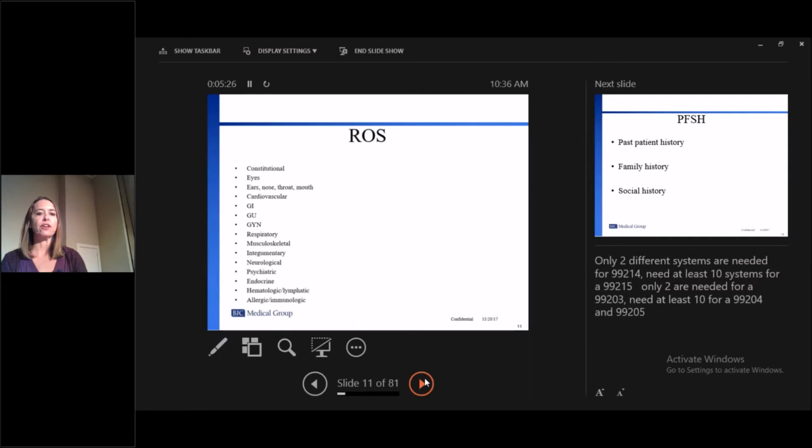So here's what you're looking at: your constitutional, your eyes, ears, nose, mouth, throat, heart, belly, GYN, GU, respiratory, musculoskeletal, your skin, neurologic, psych, endocrine, your lymphatic system, allergic and immunologic. So those are the review of systems that you can choose from. But like I said, don't go crazy. If you ask a patient, do you have this and do you have that, they're going to say yes to everything, and you're going to be in that room for an hour. Okay. So make sure that you're focusing, and you don't have to have all of that. 2 things are all you need.